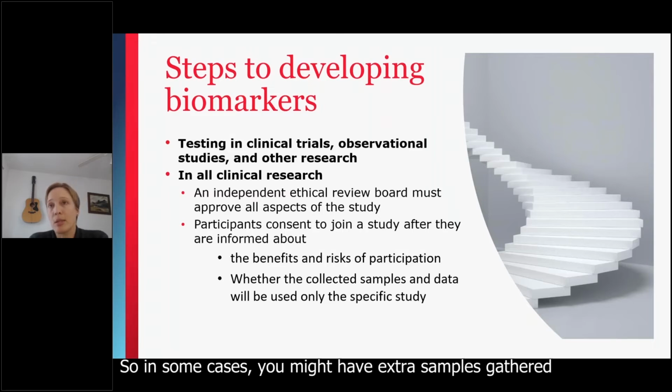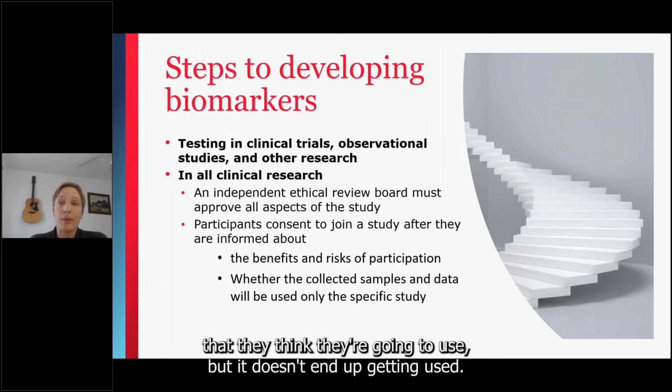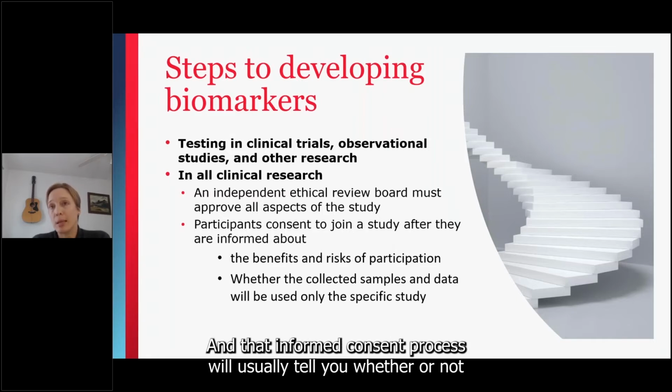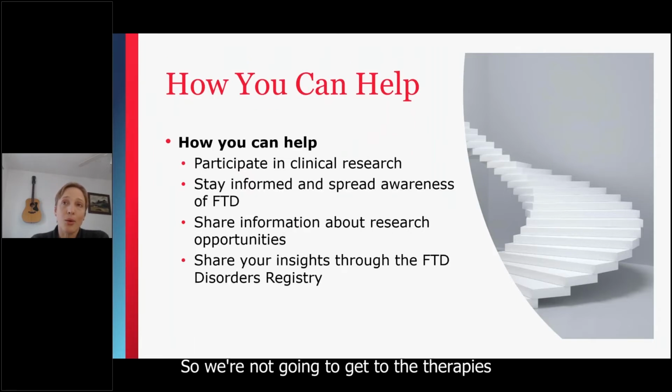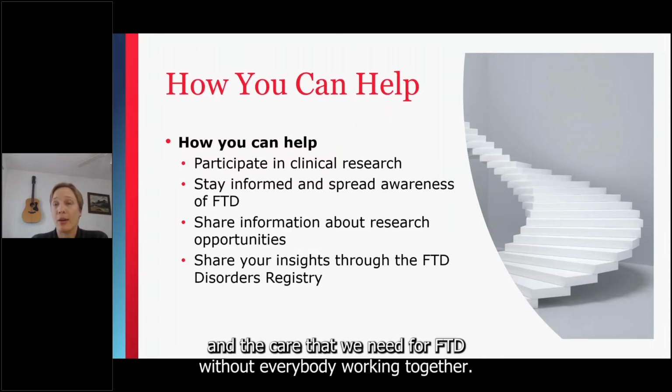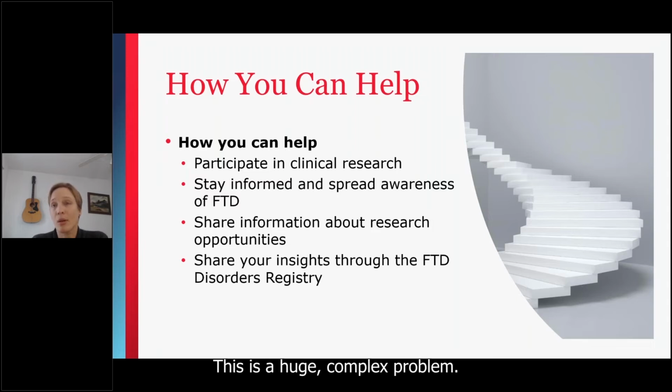So in some cases, for example, you might have extra samples gathered that they think they're going to use, but it doesn't end up getting used. And that informed consent process will usually tell you whether or not those samples might be used to advance research beyond the single study. So we're not going to get to the therapies and the care that we need for FTD without everybody working together. That's just the reality, right? This is a huge, complex problem. We all need to work together.